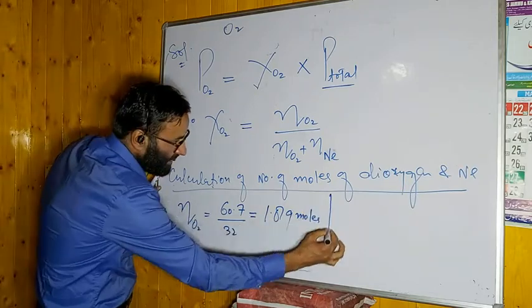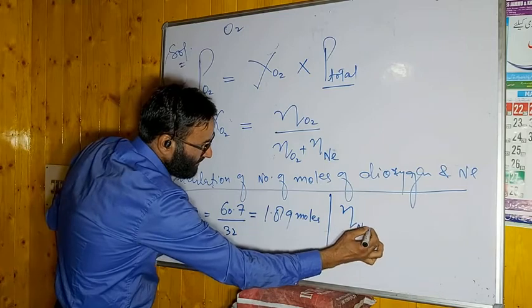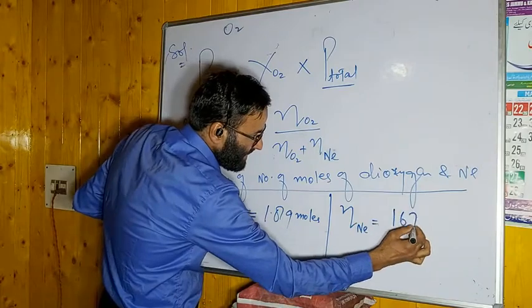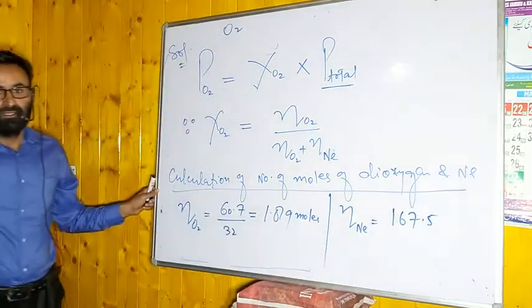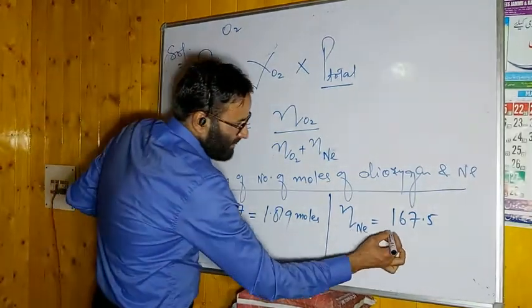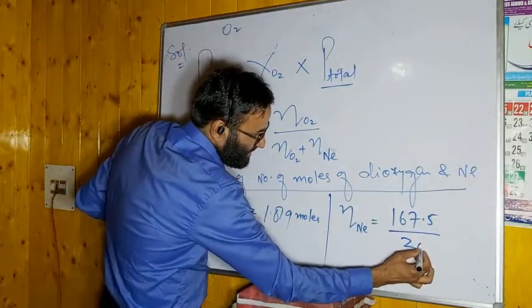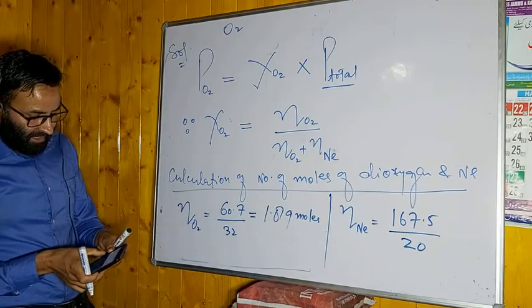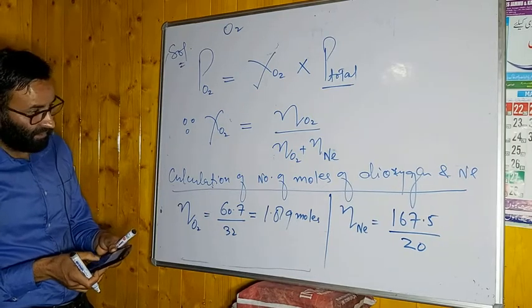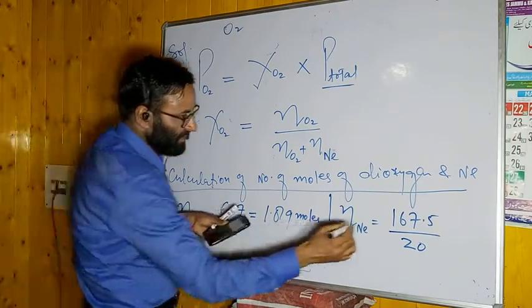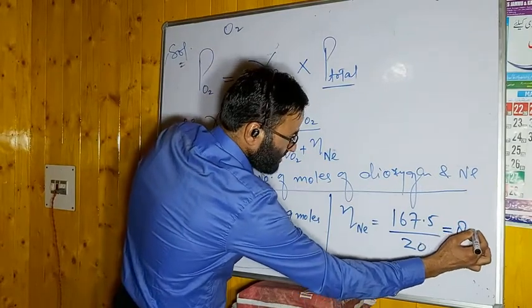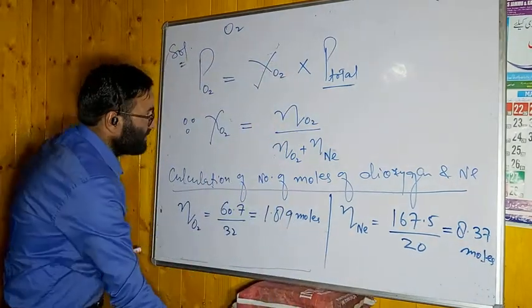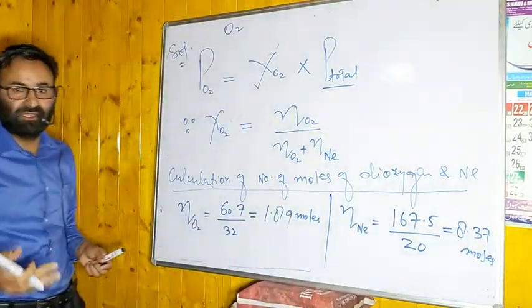You can calculate here number of moles of neon now. What is the mass given? 167.5, जो प्रॉब्लम में दिया है, divided by atomic mass. Atomic mass of neon is 20. 167.5 divided by 20 is 8.37 moles.